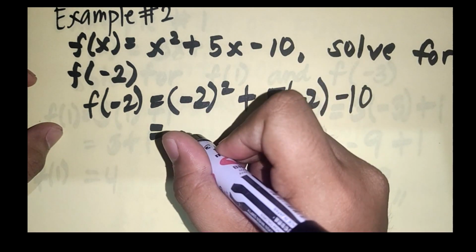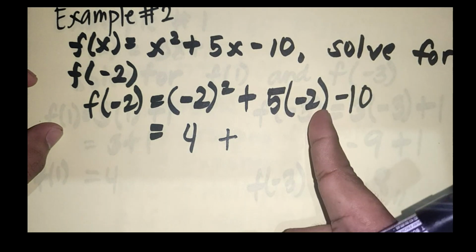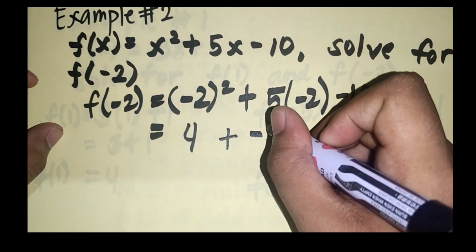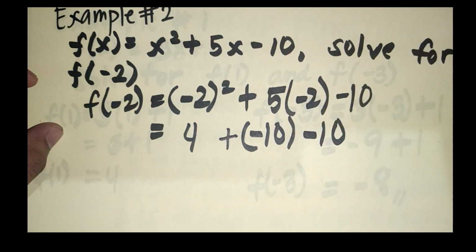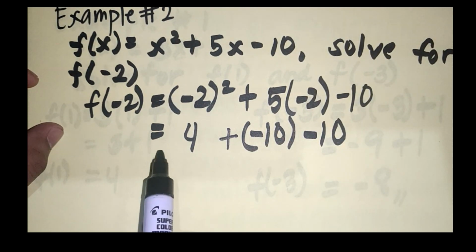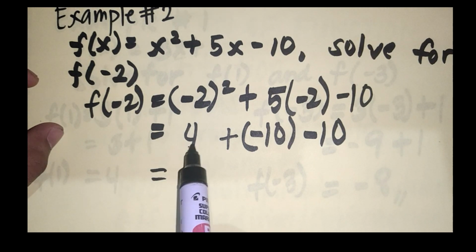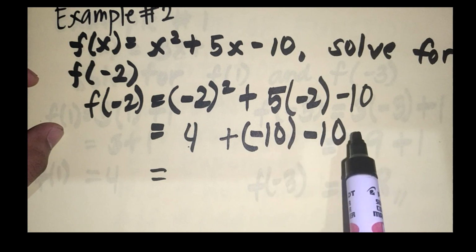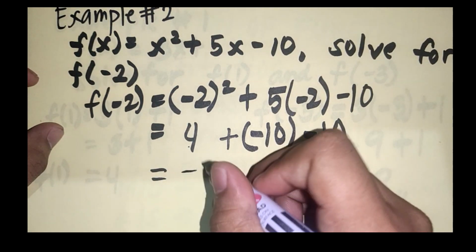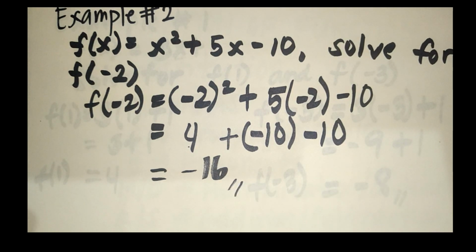We have positive 4 plus 5 times negative 2, we have negative 10 minus 10. Okay, so simula tayo sa leftmost part ng equation or expression. 4 plus negative 10, we have negative 6 minus 10. We have negative 16. Okay, next example.